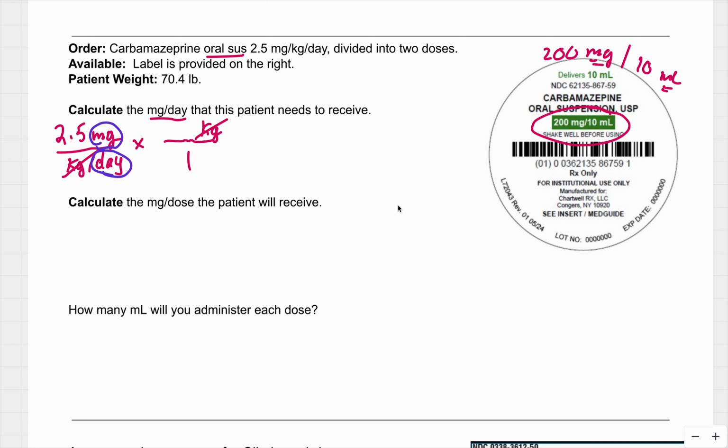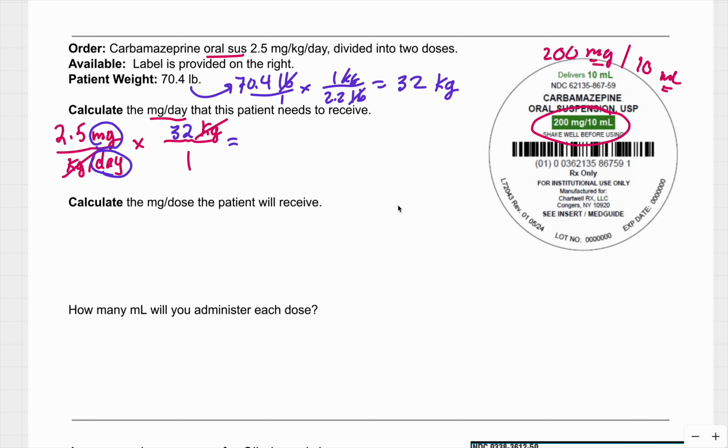So let's go ahead and figure out how much they weigh. Let's figure out their weight. So I'm going to take the 70.4 pounds and I'm going to divide by 2.2 because I know there are 2.2 pounds in 1 kilogram. So 70.4 divided by 2.2, we get exactly 32. So I'm going to multiply by their weight of 32 kilograms. And when I take 2.5 times 32, we get 80.